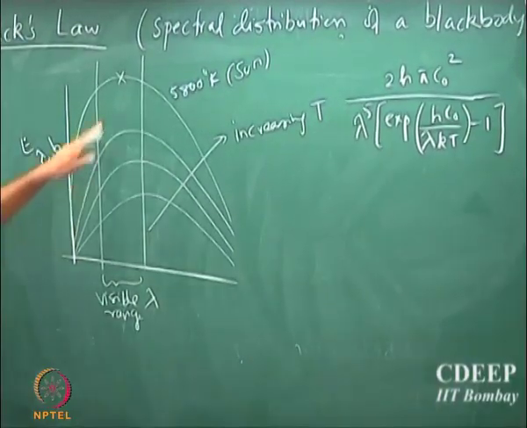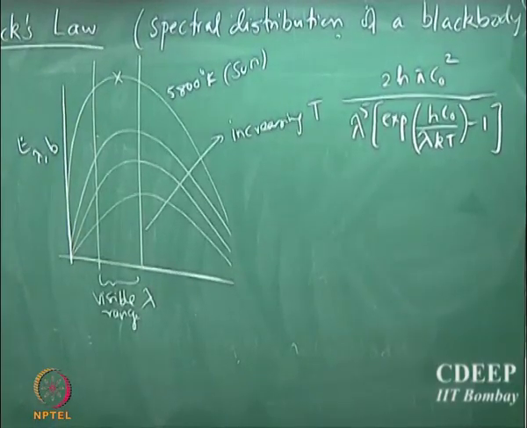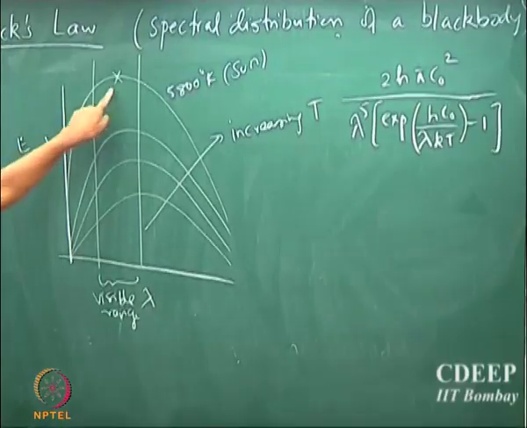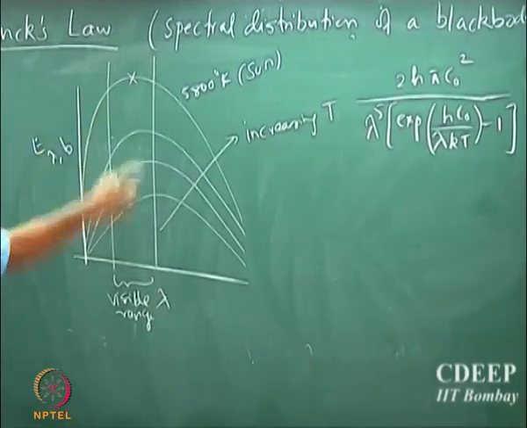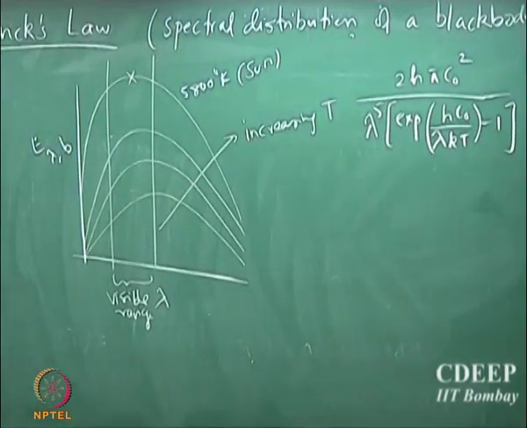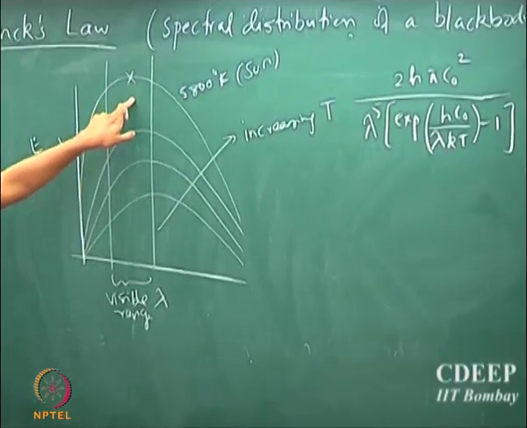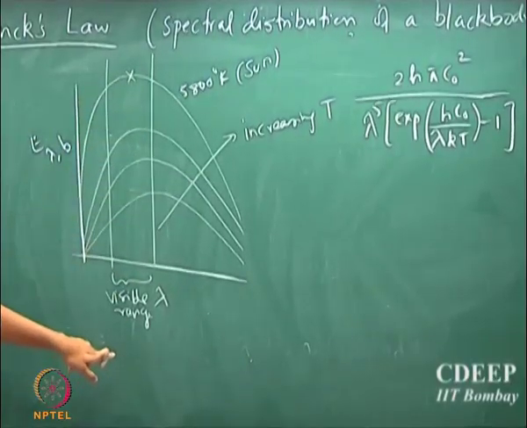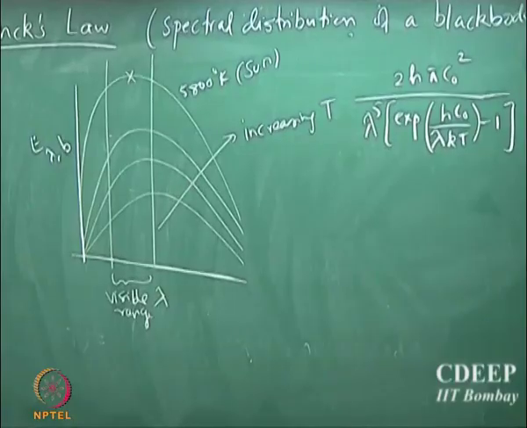In fact, the reason why we are able to get so much light from the sun is because the maximum radiation that is emitted by the sun, which is close to a black body, the sun is supposed to be close to a black body, the maximum emission that is radiated by the sun falls in the visible range. That is why we are able to get so much light from the closest star, which is the sun.